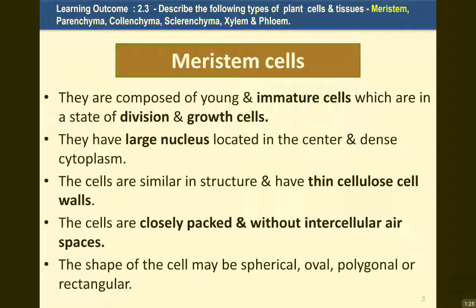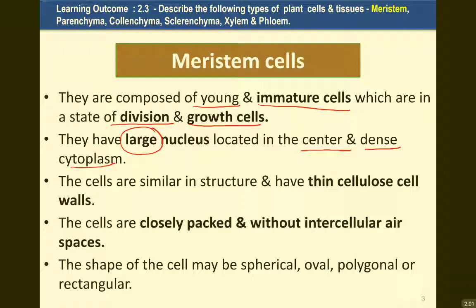Okay, so for one, meristem cell. So these cells, they are active. They are still in the state of division and growing. So that's why they are still young and immature. So for these cells, since they actively divide themselves, their nucleus is very large because they are active in dividing themselves, and it is in the center of the cell, and it has a very dense cytoplasm.